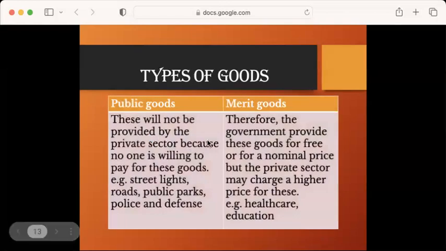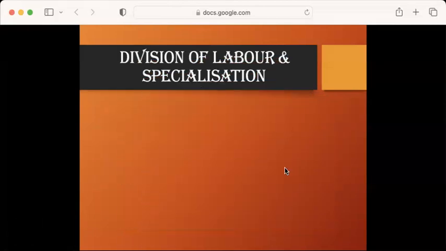When we speak about public and merit goods, I have already explained this part as well, and also given you examples, so you can pause the video and copy these notes as you might have copied the previous one. All right, now let's move on to something else.